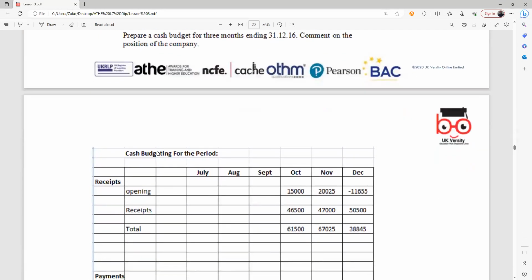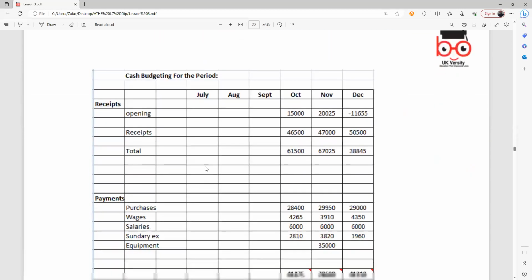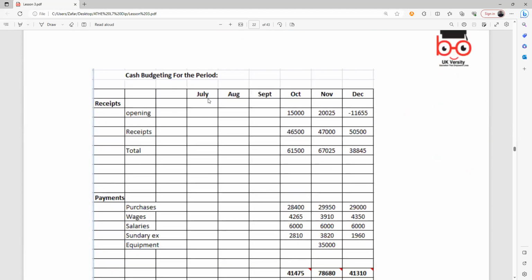Okay, so this is the solution here, cash budgeting for the period. We write July, August, September, but we don't do anything with them. We begin from October, November, and December, and we begin with this type of layout. We have receipts and we have payments. Receipts mean money coming in, and payments mean money going out.